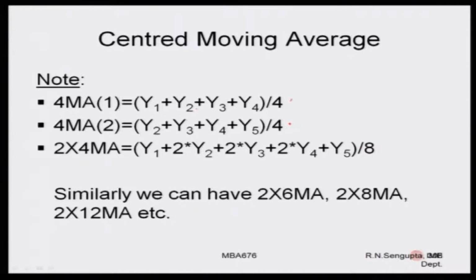Now, consider y2. Y2 has happened twice. So, what you basically do is give 1/4 of the weightage to y2, which is 2 by 8. Similarly, if you find out y3, it is twice, y4 it is twice.